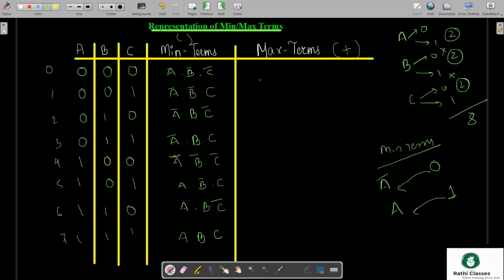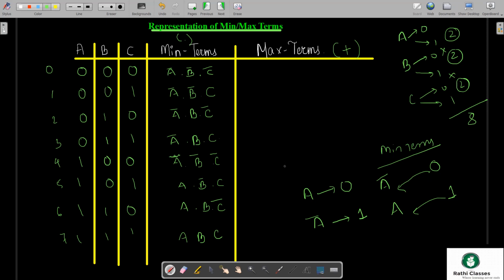Now what about maxterms then? Maxterms will be represented just opposite to minterms, that is, A and A bar. If it is 0, then it will be presented as A. If it is 1, then it will be presented as A bar. In order to convert minterms to maxterms, you can also just take the whole complement of the result value and apply De Morgan's.